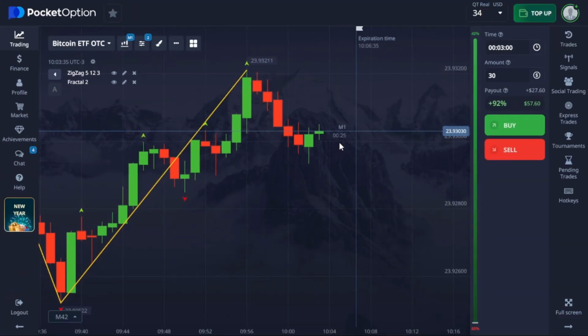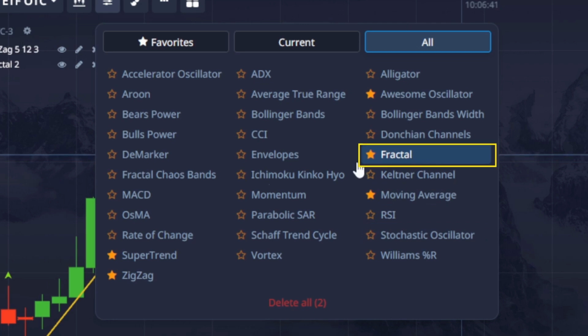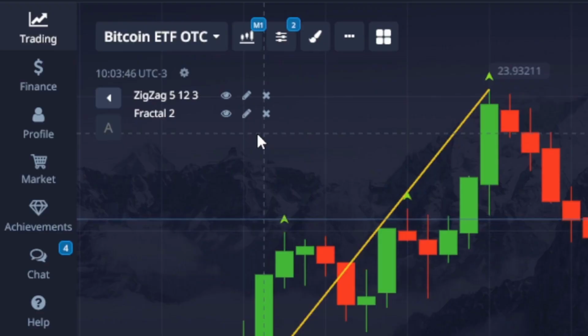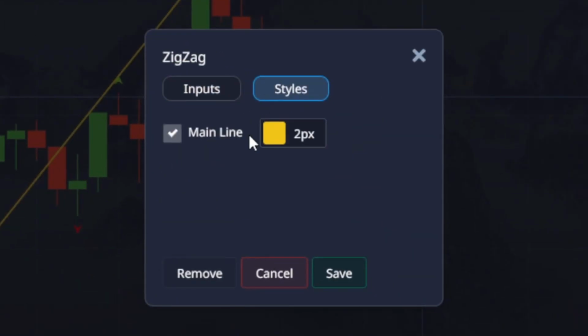Next, we'll choose two indicators, fractal and zigzag. Let's quickly set them up. Go to the zigzag right now and choose the values. Okay, 5, 12, and 3. And then click on save.